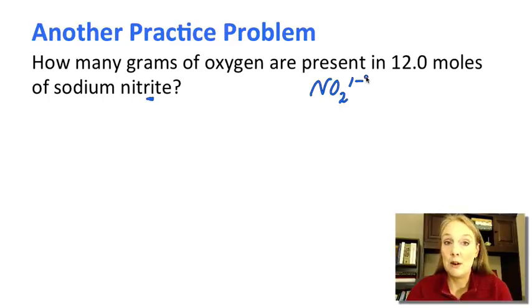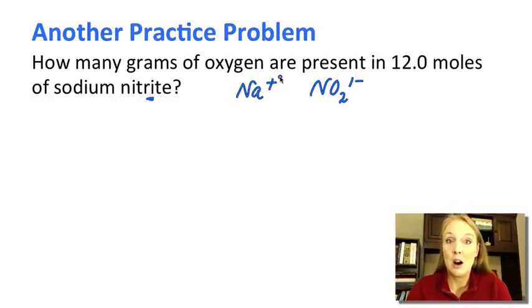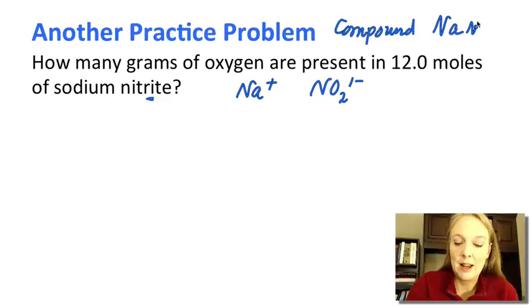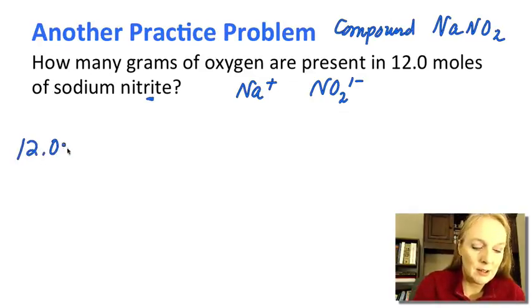Sodium, of course, we can look up on the periodic table. It's an alkali metal, which means it tends to lose one valence electron to become the sodium cation. So the two species that combine to make sodium nitrite are the sodium cation and the nitrite anion. So the compound here has this molecular formula, NaNO2. So we're starting with 12 moles of sodium nitrite. 12.0 moles of sodium nitrite.